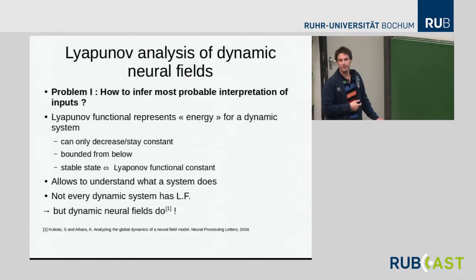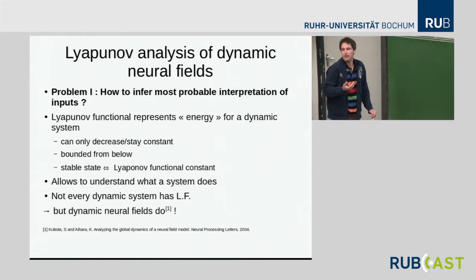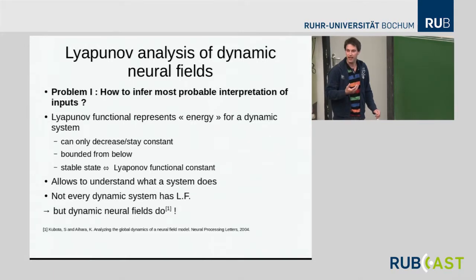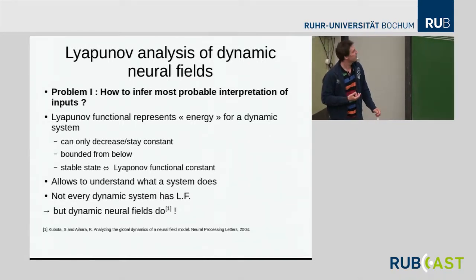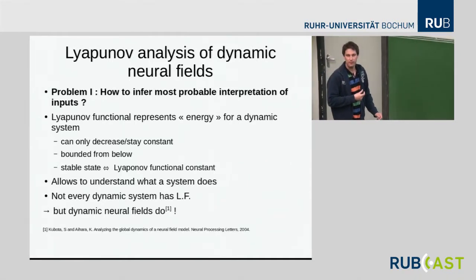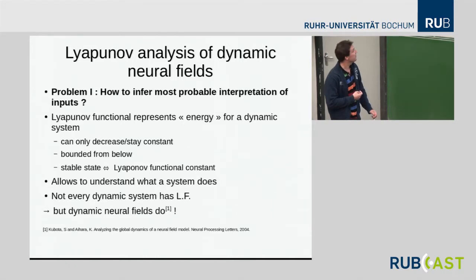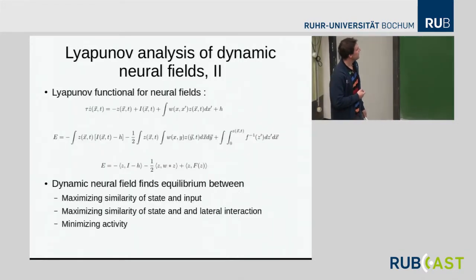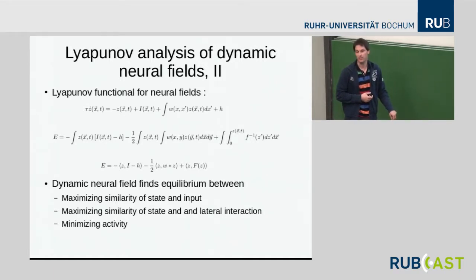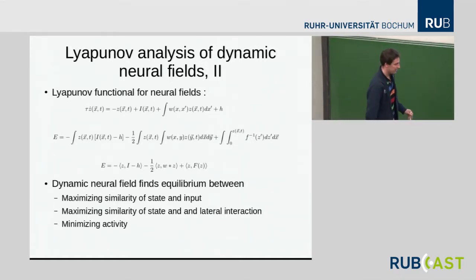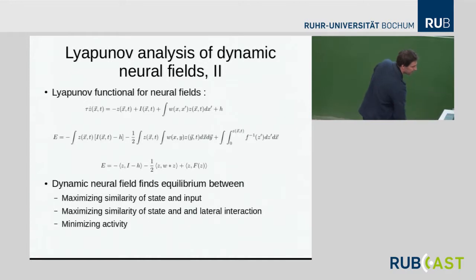Not every dynamical system has a Lyapunov functional. In physics, evidently, every dynamical system has one, because energy is something you can almost always define in a meaningful sense. But if you write down an arbitrary differential equation, it's not clear that such an energy functional exists. This is unclear, but it has been shown that dynamic neural fields do have an energy functional, and it has the following very simple form.